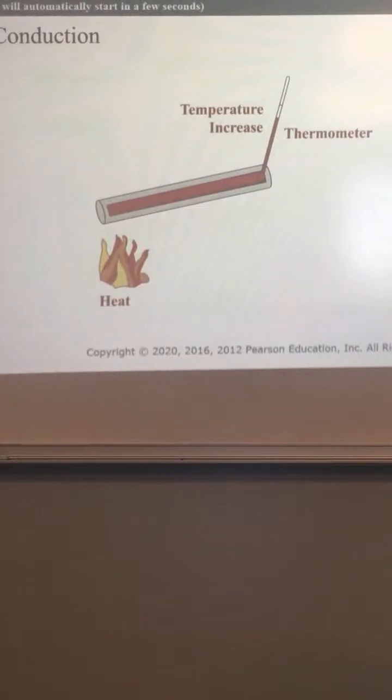Obviously, metal is a good conductor of heat. Anybody that's heated something metal, you'll know that no matter which end you heat, it's going to get hot. Go all the way through, right?